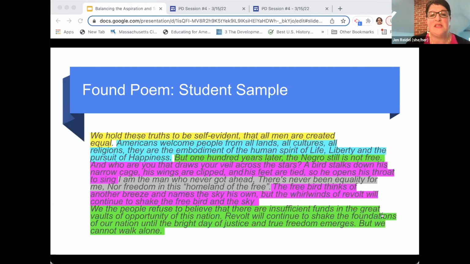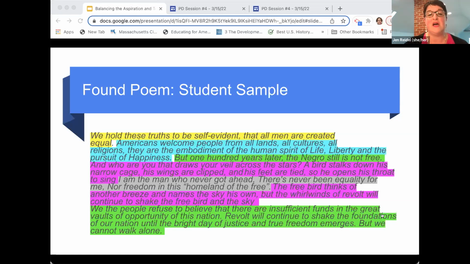We hold these truths to be self-evident that all men are created equal. That's from the Declaration of Independence. Americans welcome people from all lands, all cultures, all religions. They are the embodiment of the human spirit of life, liberty, and pursuit of happiness. That's from Peter Ferrara's speech on what is an American after 9/11. But 100 years later, the Negro is still not free. That's from MLK, I Have a Dream.